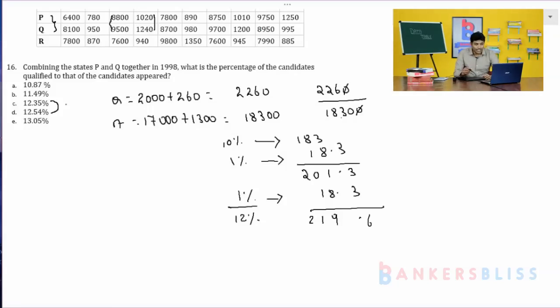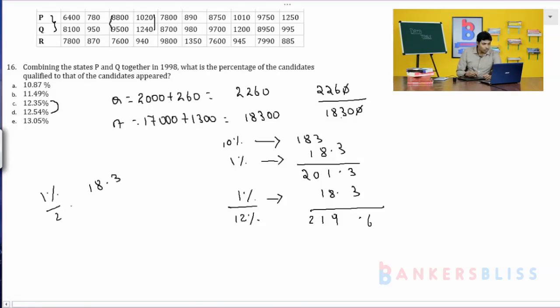So, only thing is you have to calculate 0.5% and you have to add. So, after adding 0.5%, if you get less value, then definitely the answer will be 12.54. If you get more value, then definitely it will be 12.35. So, 10% is 183, 1% is 18.3. So, 0.5% means 1% by 2, which means 18.3 by 2. So, 2 9s are 18, 1 carry, 2 6s are 12, 2 5s are 10. So, 9.65 is 0.5%.